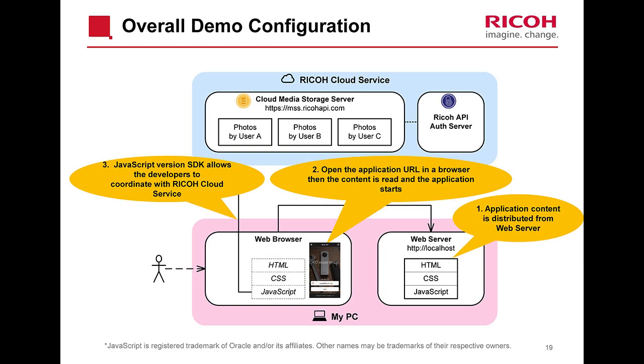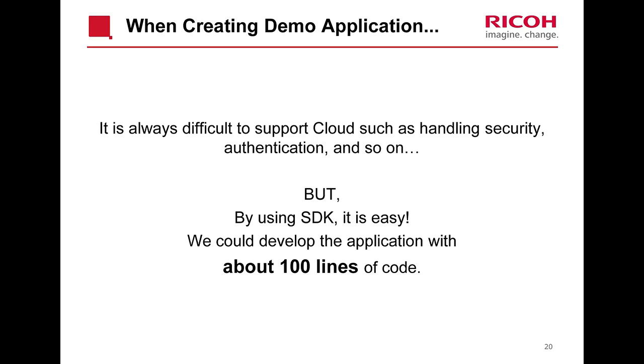In addition, in this configuration, the loaded JavaScript uses our SDK, which coordinates with the cloud service to execute various functions such as obtaining images or a list of images. On the cloud side, several images are stored for each user account, and the application can switch images for each user.